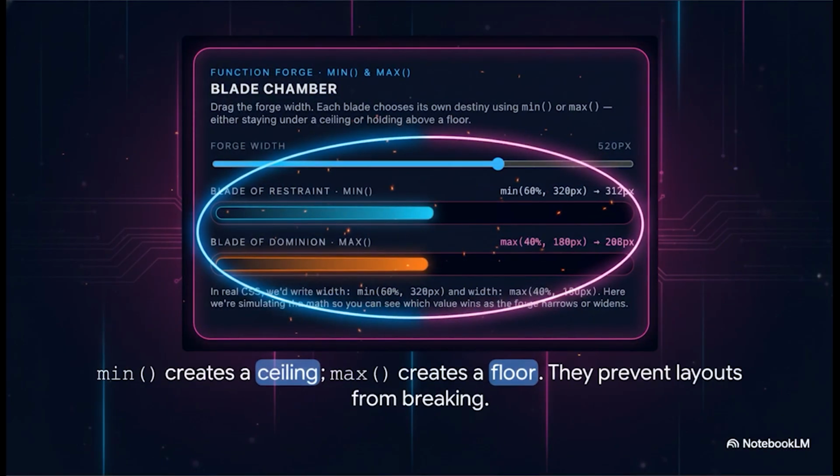We're no longer begging the browser not to let our layout break. We're giving it the exact rules that prevent such breakage. And this demo shows their purpose perfectly. In the blade chamber, the blade of restraint uses min of 60%, 320px. It'll pick whichever of those values is smaller, which basically creates a ceiling it can't grow past. The blade of dominion uses max, creating a floor it can't shrink below. Put them together, and they prevent your layouts from ever breaking.